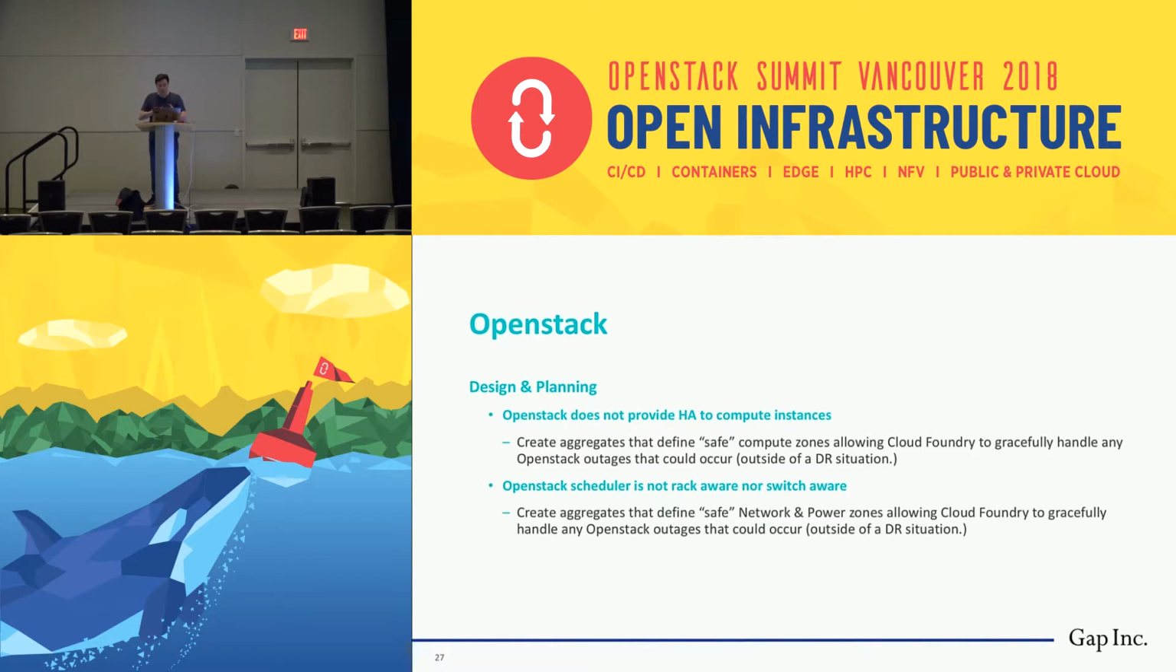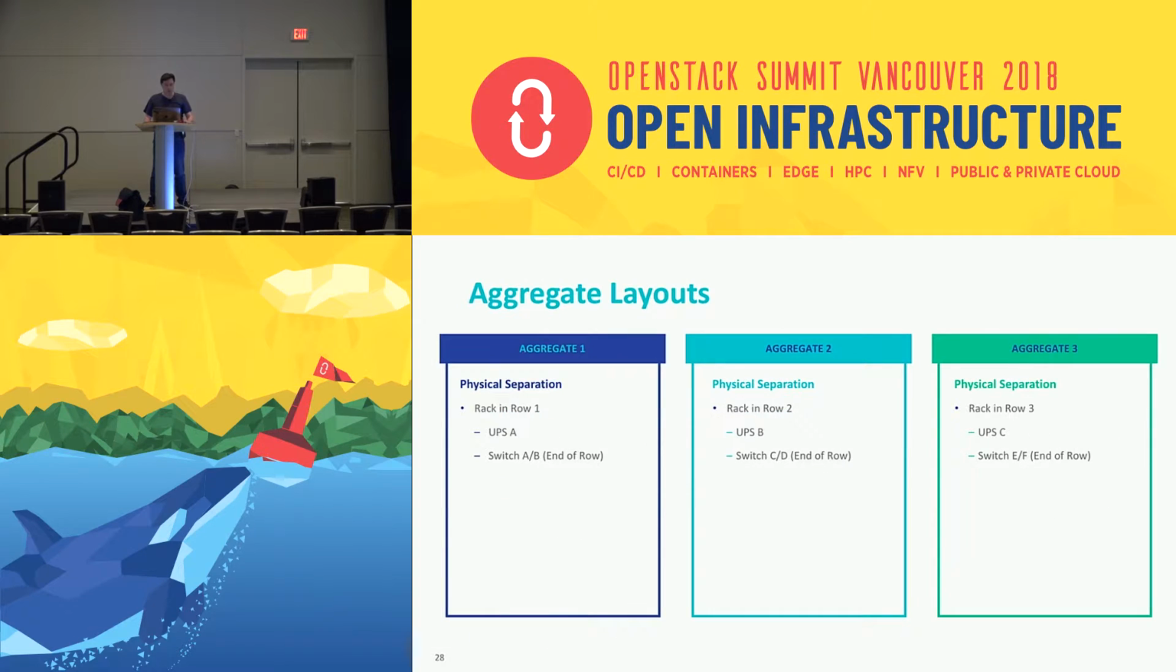Also, since the OpenStack scheduler isn't rack aware or switch aware, I wanted to make sure that the aggregates we created spanned basically the data center, right? So that if there was an end of row switch and we lost rack A, the end of row switches for row B, row C were contained in the aggregate so you didn't lose everything, right? Might make more sense here.